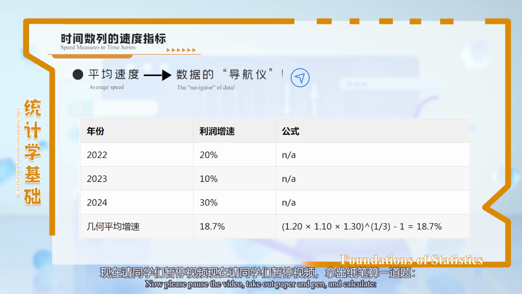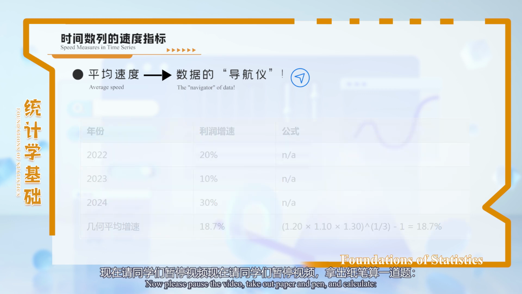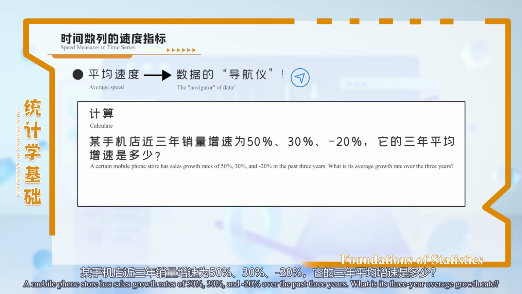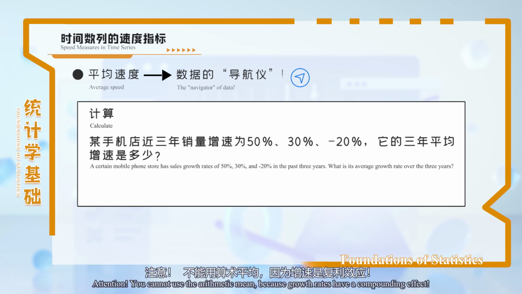Now please pause the video, take out paper and pen, and calculate. A mobile phone store has sales growth rates of 50%, 30%, and minus 20% over the past 3 years. What is its 3-year average growth rate? Attention, you cannot use the arithmetic mean, because growth rates have a compounding effect.